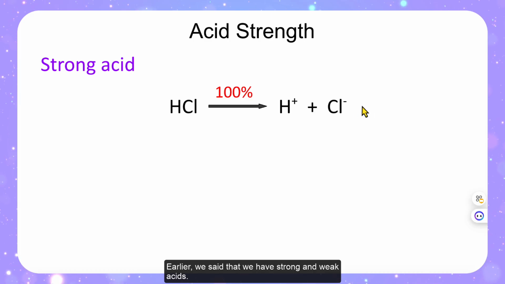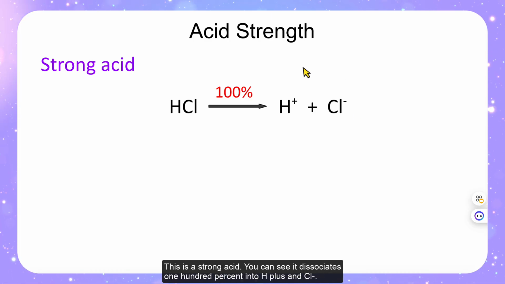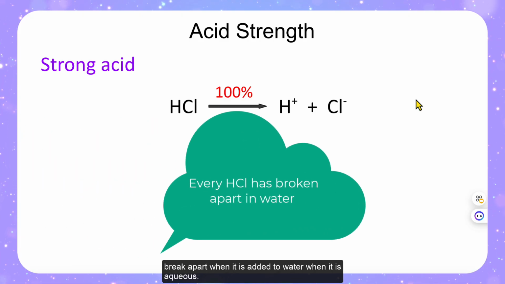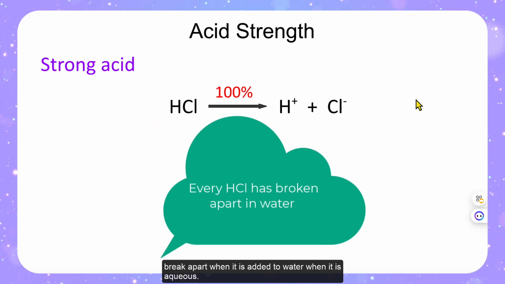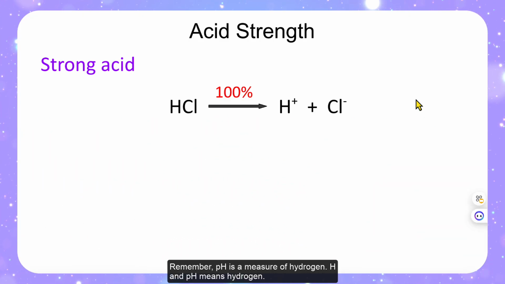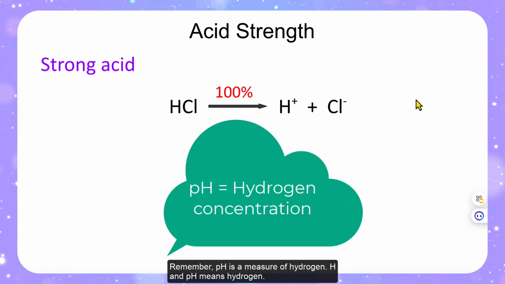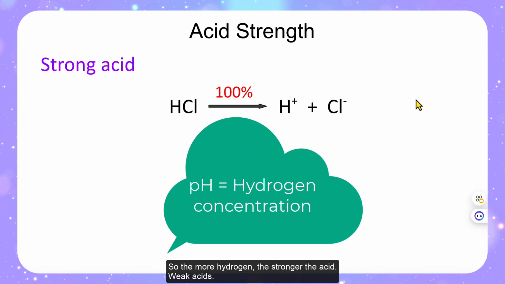Earlier, we said that we have strong and weak acids. This is a strong acid. You can see it dissociates 100% into H+ and Cl-. That means that every single molecule of HCl will break apart when it is added to water, when it is aqueous. Remember, pH is a measure of hydrogen. H in pH means hydrogen. So the more hydrogen, the stronger the acid.